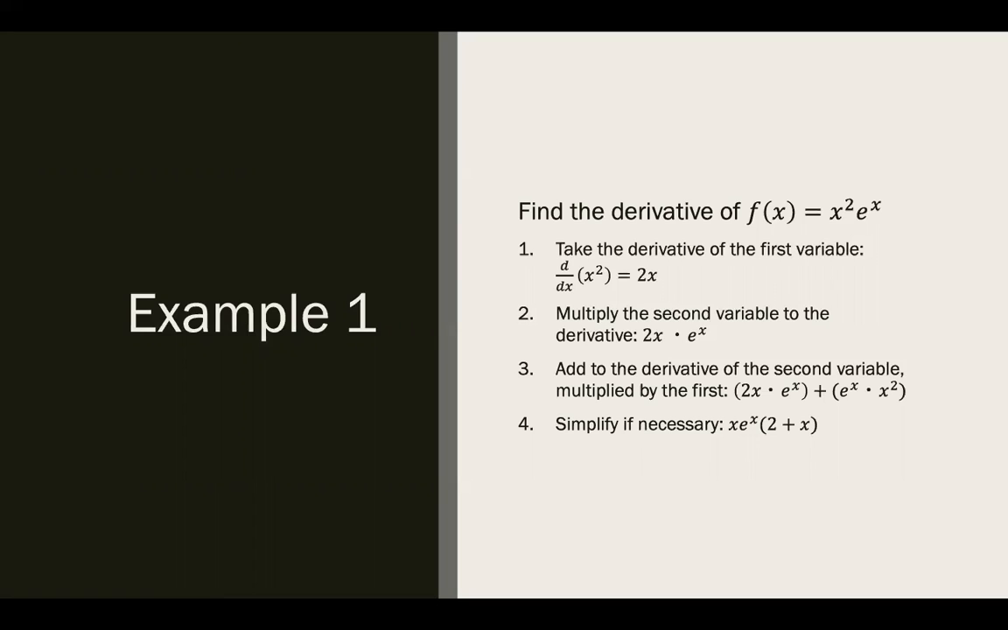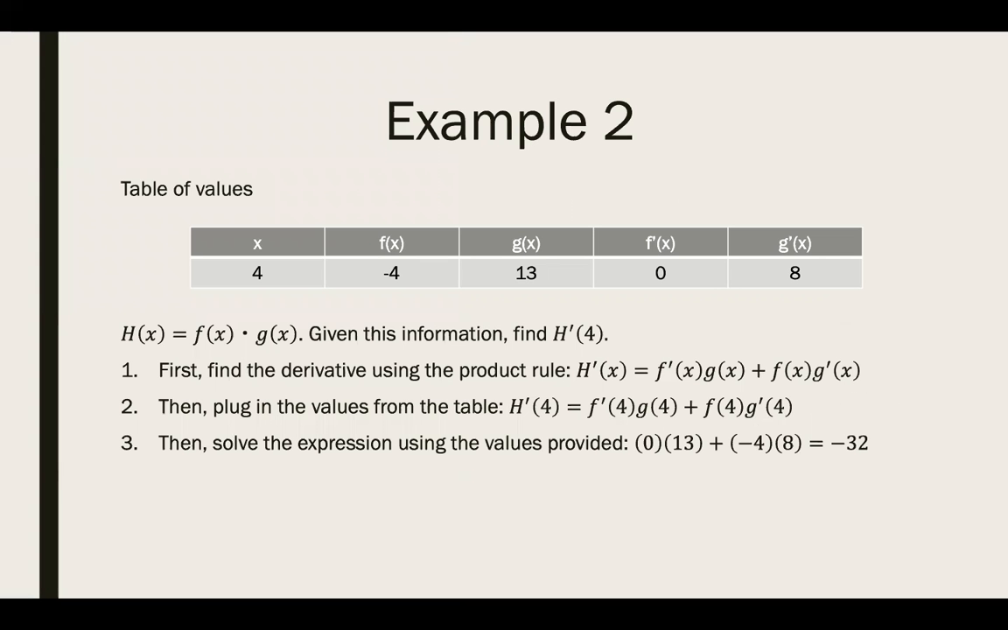And then if you want to simplify this, although this is your answer, it looks like you can take out an x as well as an e to the x. You're going to pull those two out, and then what you have left is just 2 plus x. So example 2, this looks a little bit different, but it's actually a really simple example.